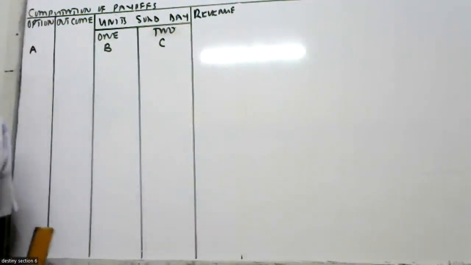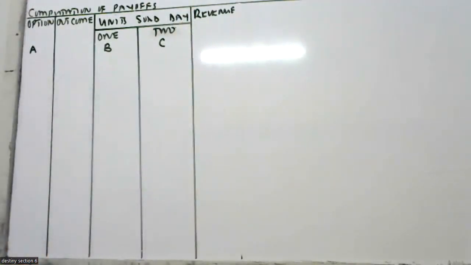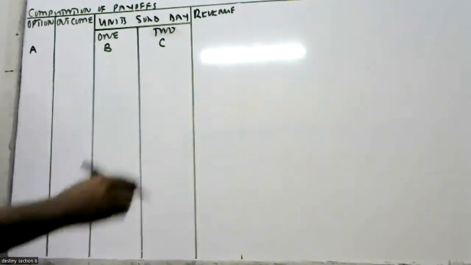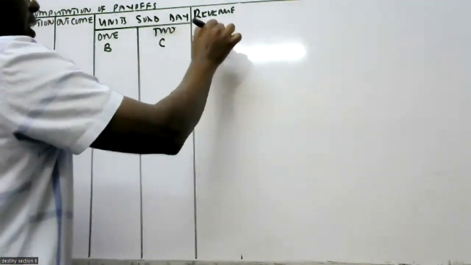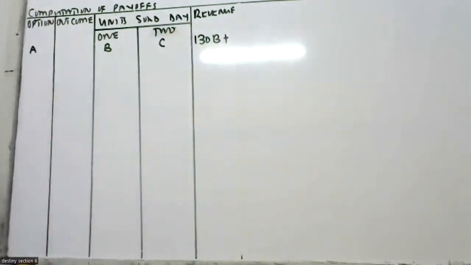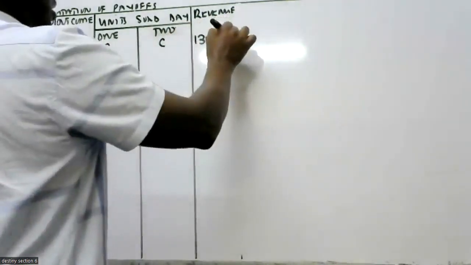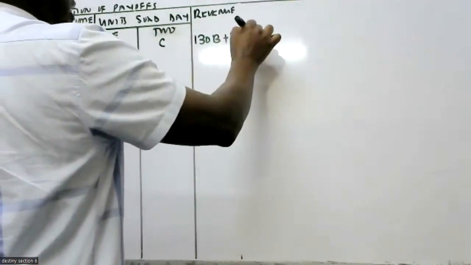Any cake that is sold the same day, we are selling it at 130. So it's going to be 130B plus any cake that is sold the following day, we are setting it at 30. So that is C, and the answer we will call it D.